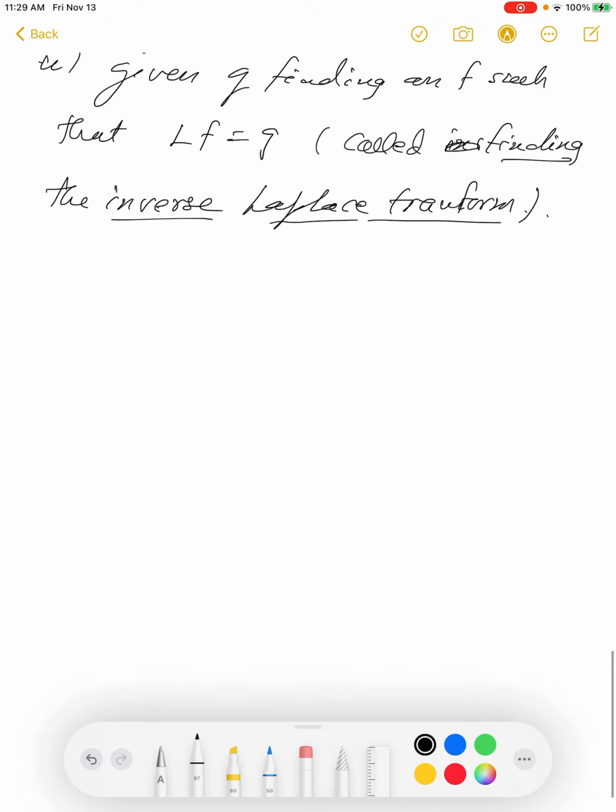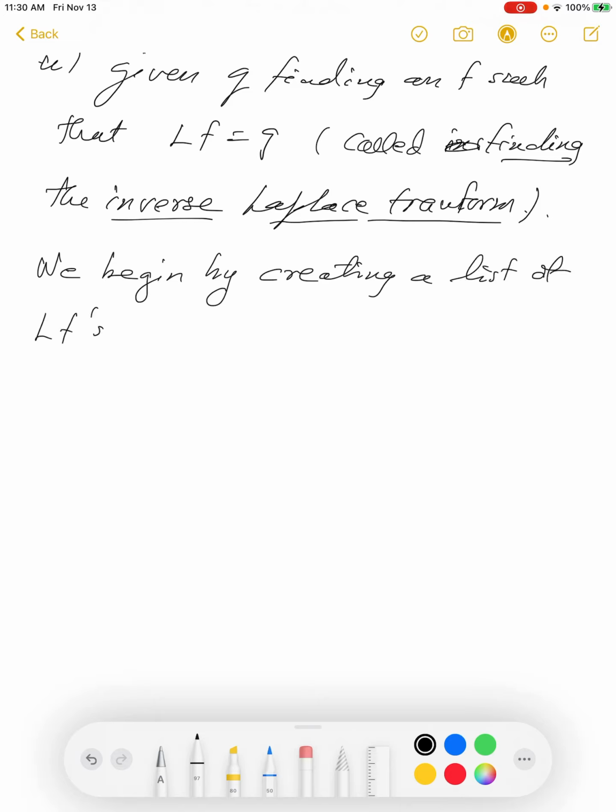Good. So first we want to spend time on, so first we want to build our dictionary, so to speak, of given f, what is LF, and how to read off f given LF. So we begin by creating a list of LFs for some standard f's.